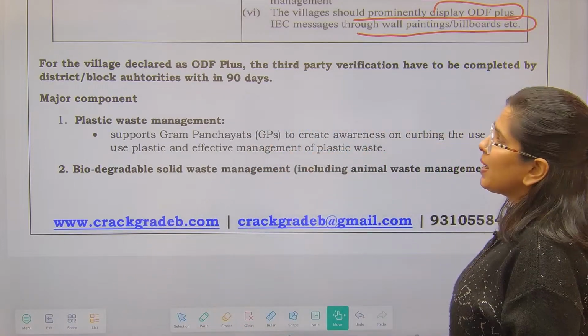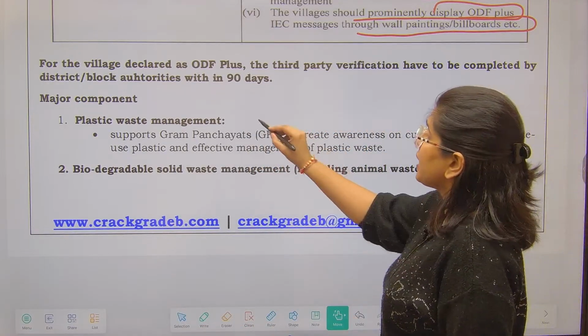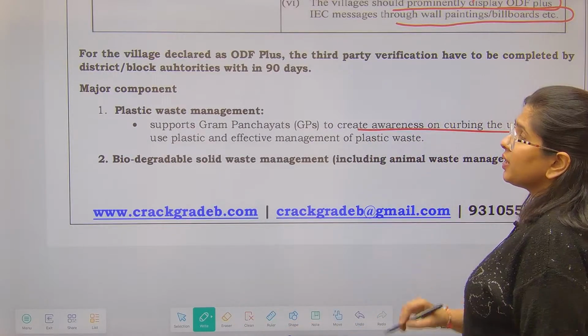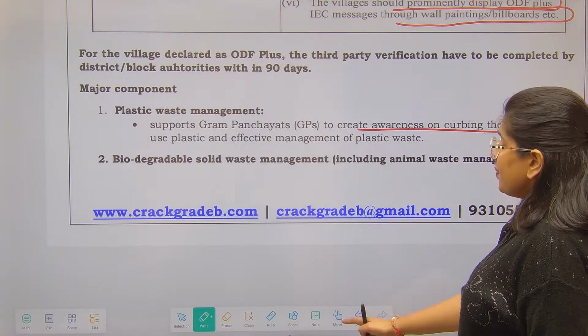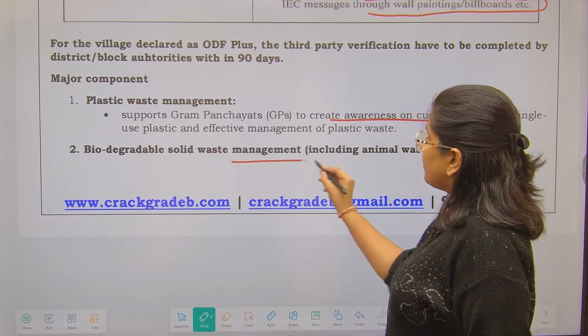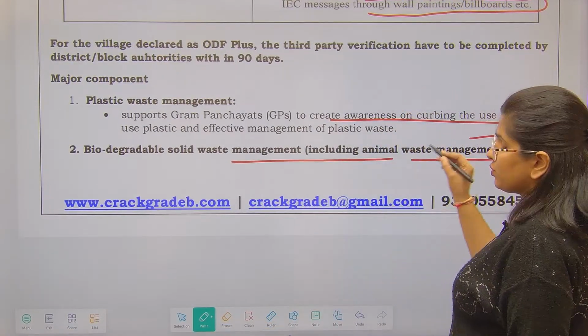So number 1, we have the plastic waste management that supports gram panchayat to create awareness on curbing the use of single-use plastic, right? So plastic waste management is a component. Then we have biodegradable solid waste management, including animal waste management, etc.